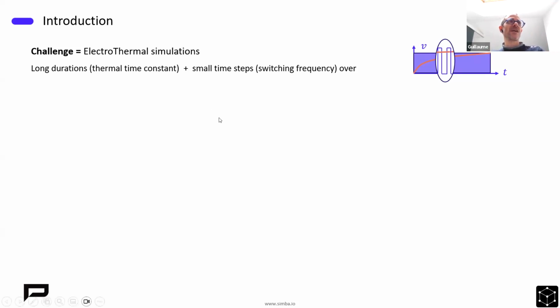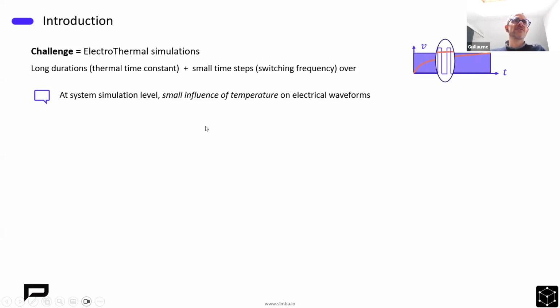But we can consider that the influence of the temperature, and especially the junction temperature, on electrical waveforms is very, very small, especially if we consider simulation at the system level. So that's why we propose here a new approach that we have named the Dual-Stage Electro-Thermal Analysis.